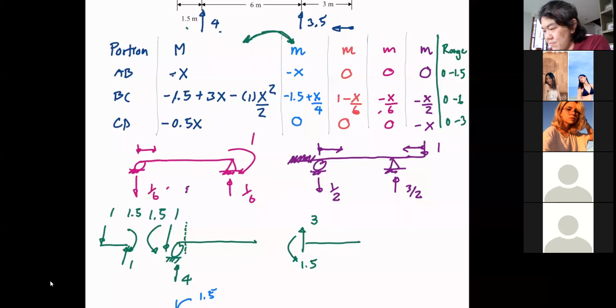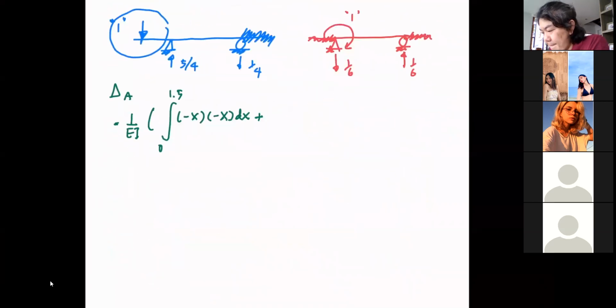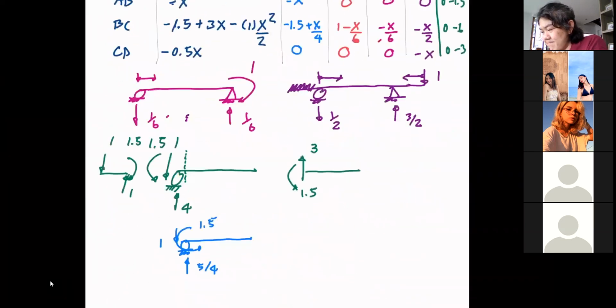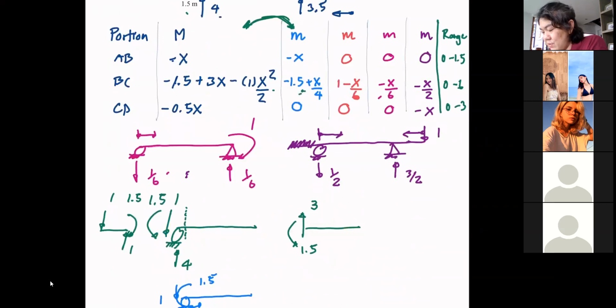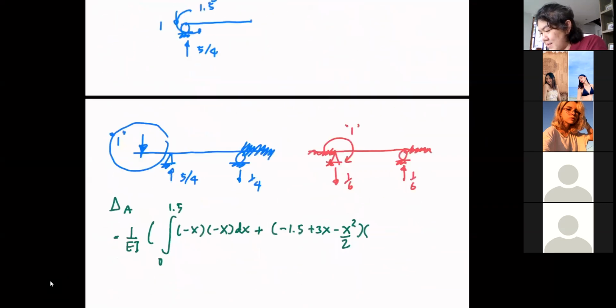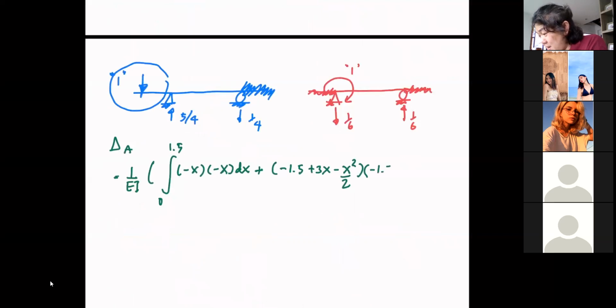We are dealing with the first two. Okay. The second one is minus 1.5 plus 3x minus x squared over 2. So this has to be coupled with this one. See that, the two together. So it's minus 1.5 plus x over 4 dx.